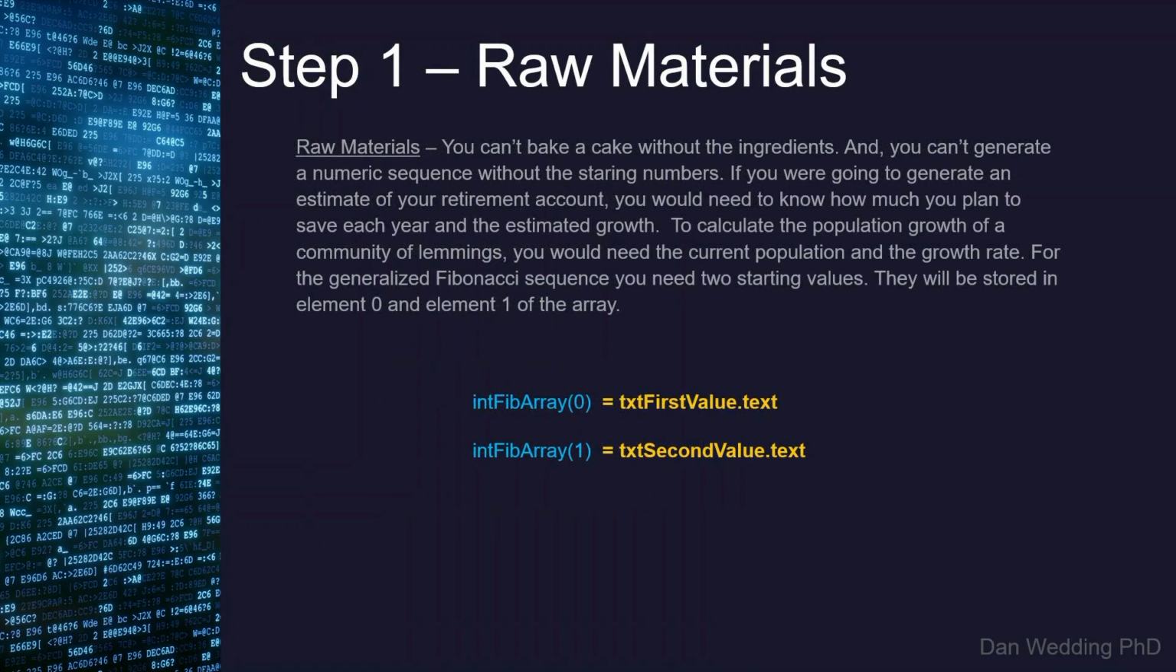You can't bake a cake without the ingredients, and you can't generate a numeric sequence without the starting numbers. If you are going to generate an estimate for your retirement account, you would need to know how much you plan to save each year and the estimated growth. To calculate the population growth of a community of lemmings, you would need the current population and the growth rate. For the generalized Fibonacci sequence, you need two starting values. They will be stored in element 0 and element 1 of the array.